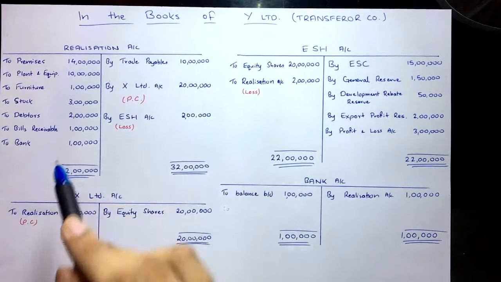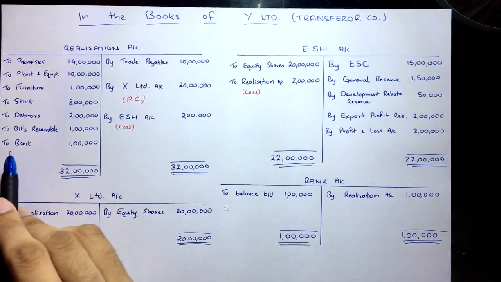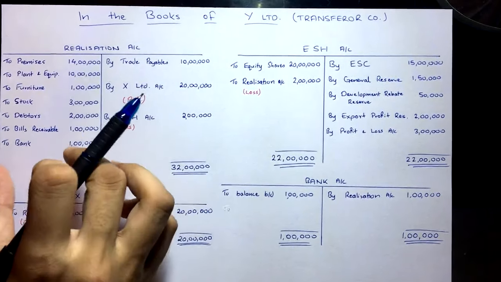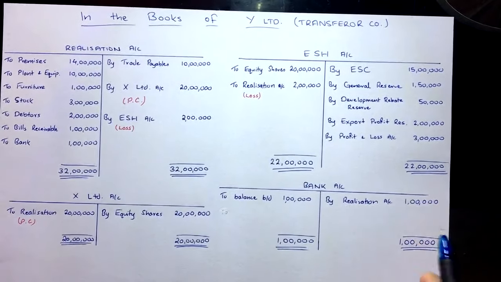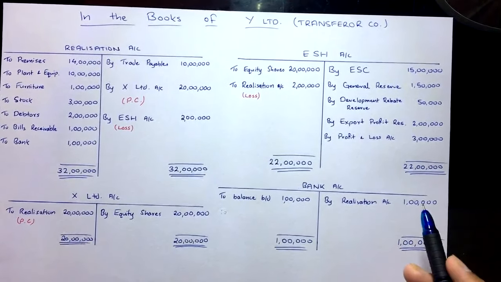But here there is cash. Cash, oblique bank, same thing, yeah? So to bank, see here, 1 lakh is there. Do the cross posting. Here, to bank, here it would be by realization account. Simple cross posting. Yeah, that's all there is.